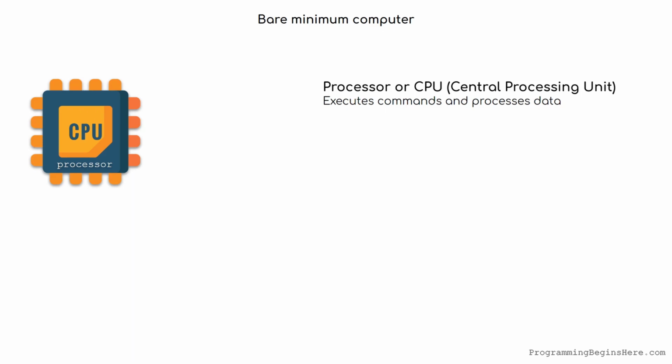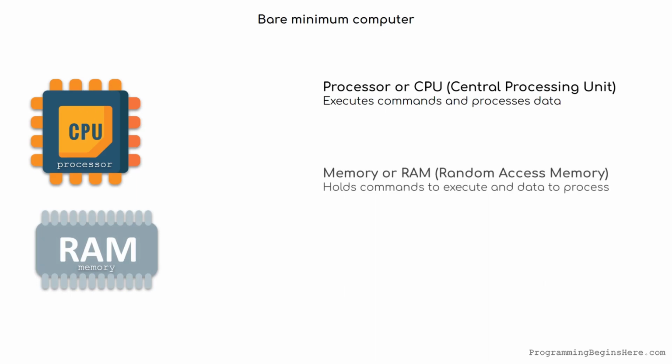The second component without which a computer cannot function is the memory, or RAM, which stands for Random Access Memory. Even though the processor does all the actual computation, it is useless without memory, because RAM is where the CPU is looking for the commands to execute and data to process.